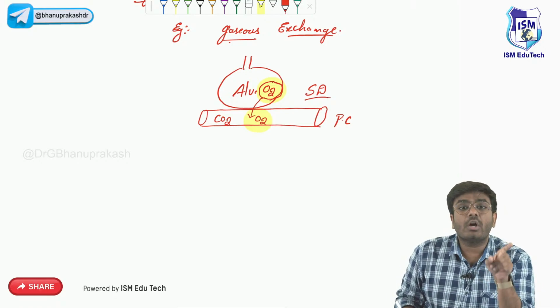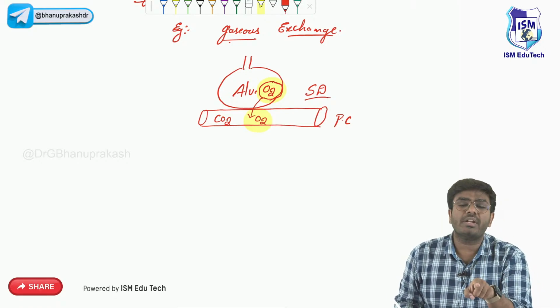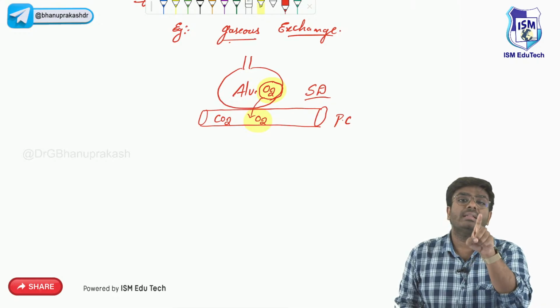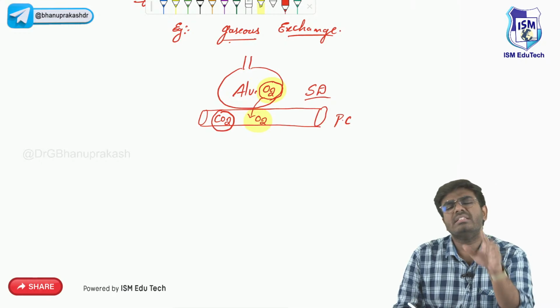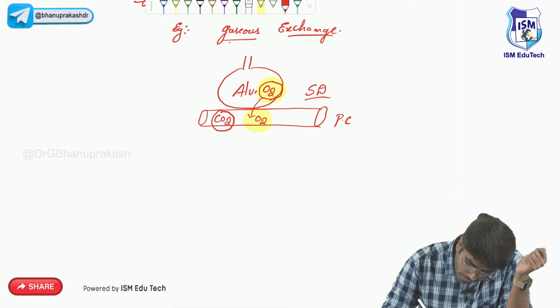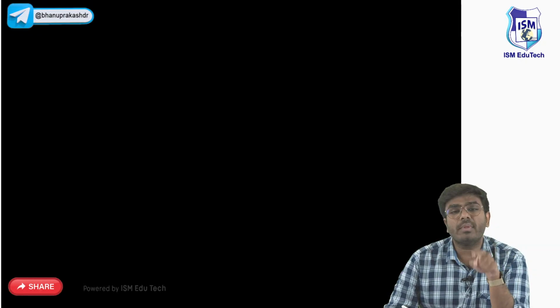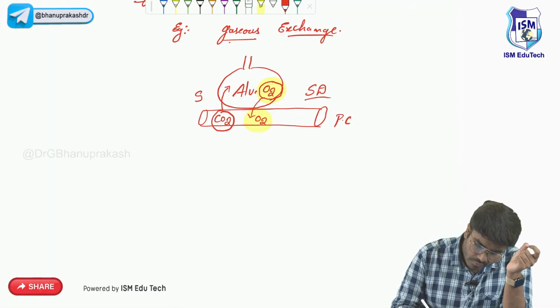So the carbon dioxide concentration, or carbon dioxide partial pressure, is more inside the pulmonary capillaries, and the carbon dioxide concentration in the alveolus is very less. So what happens? Automatically, carbon dioxide will move from the pulmonary capillary into the alveolus. So this is also an example of simple diffusion.